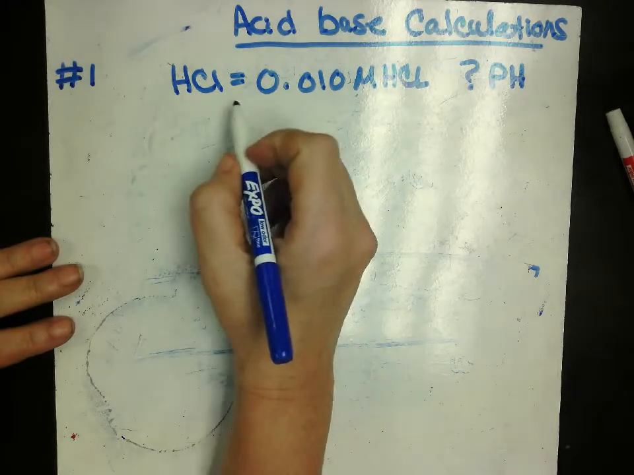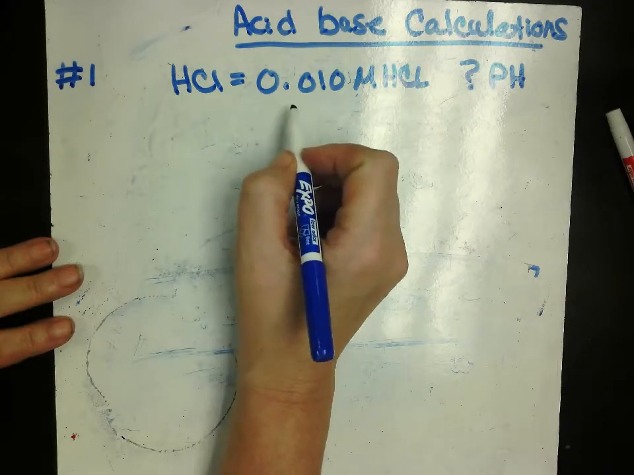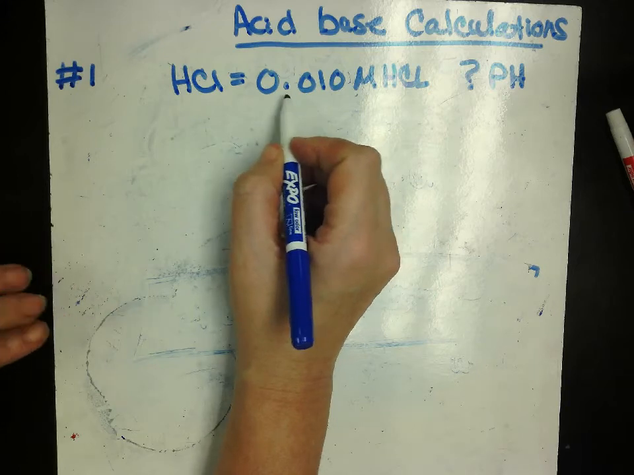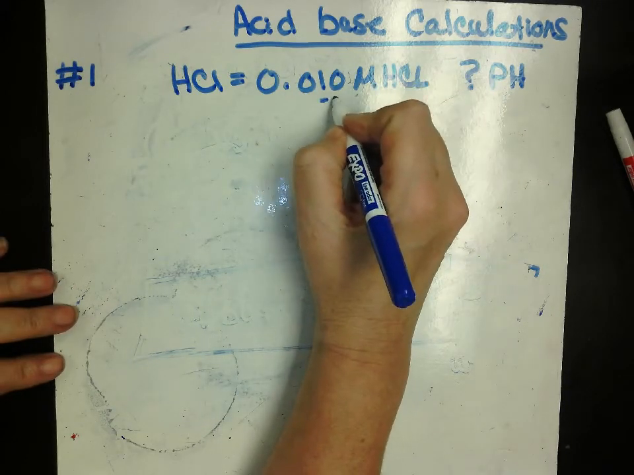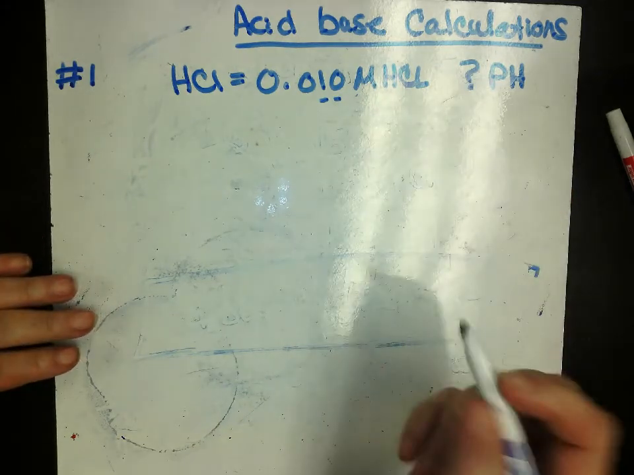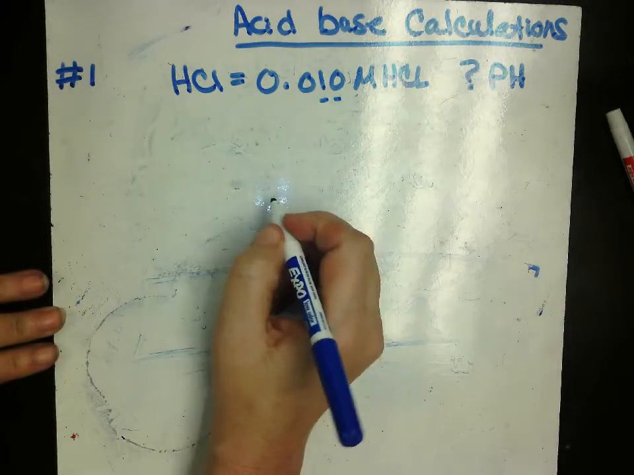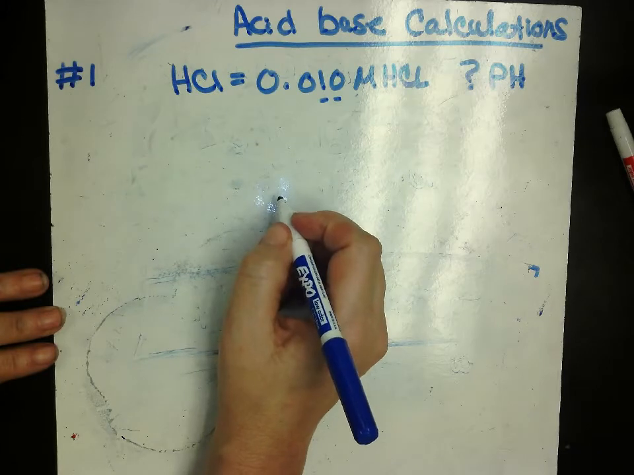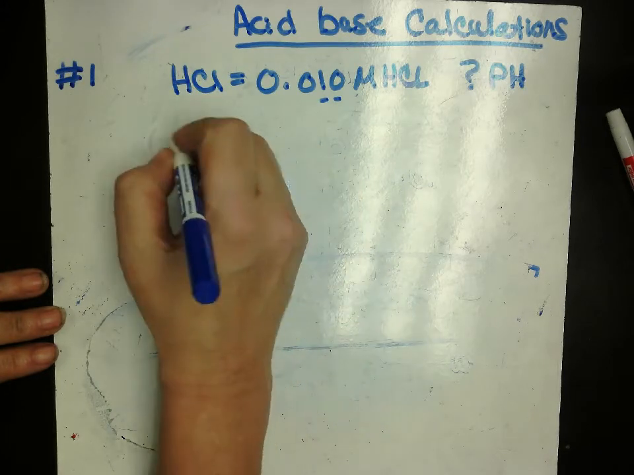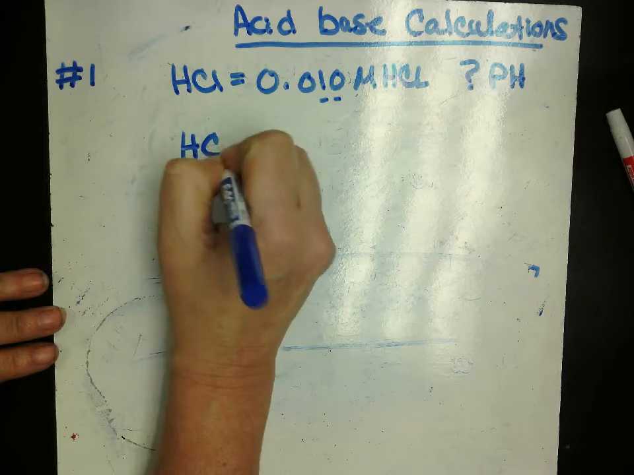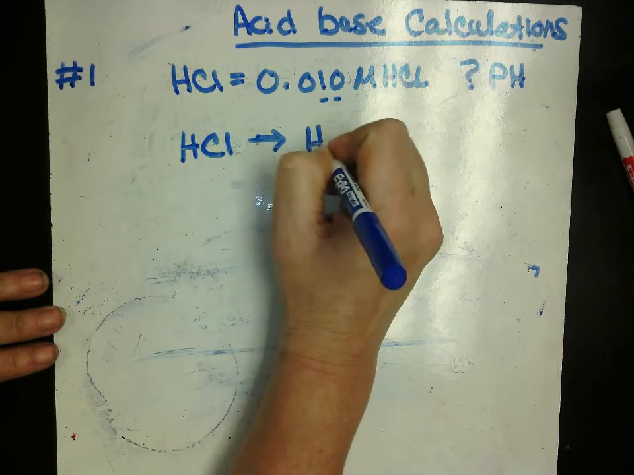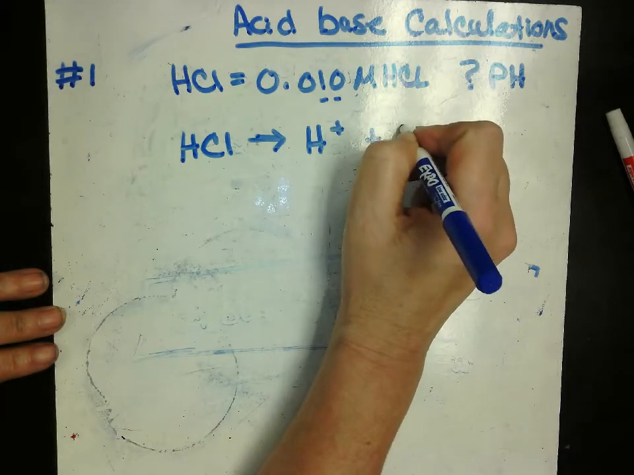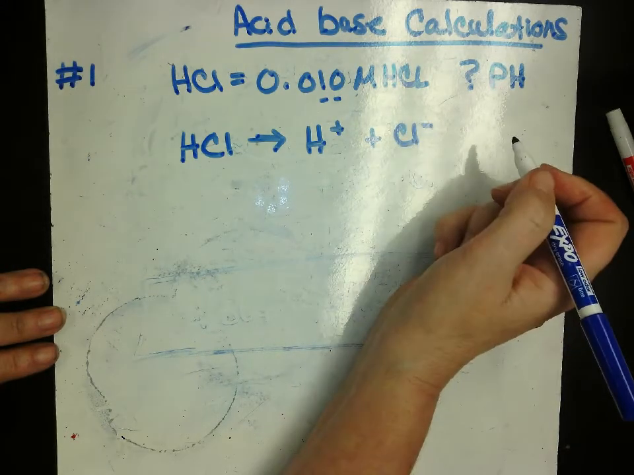So our first problem says we have a solution of 0.010 molar HCl. Now notice this, I have two sig figs. I'm not going to write them all out though, so you can see it more clearly. For our first worksheet, what we did was write down the equation. When I put HCl in water, it is a strong acid. It's going to dissociate completely to 1 H+ and 1 Cl-.